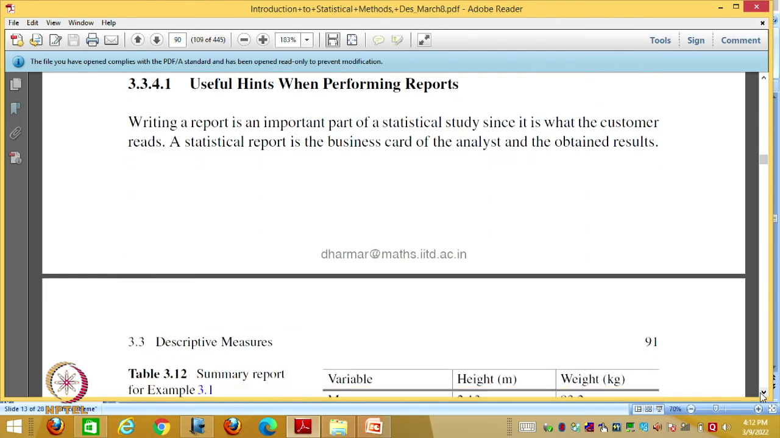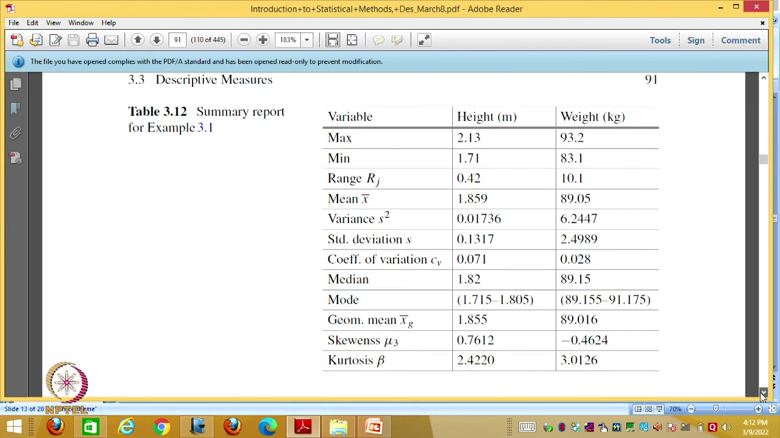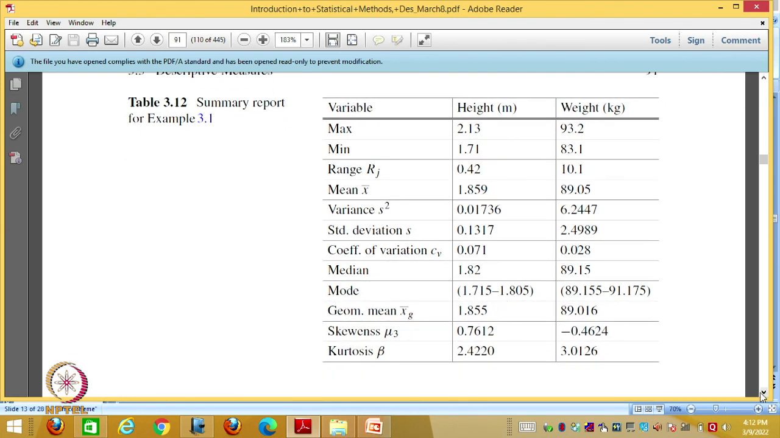I want to show one more thing. This is a summary report. For this particular example I went very fast, but you can pause and go through those examples carefully. This is a summary report for the same example, showing the different descriptive measures one can compute, and from this you can get many more pieces of information as the summary report.